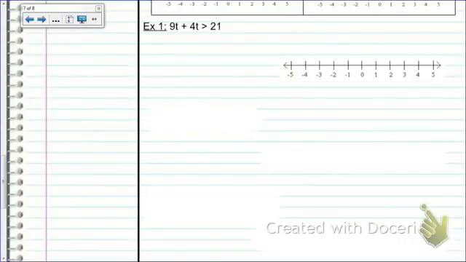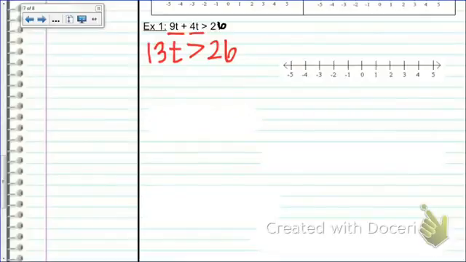So ladies and gentlemen, 9t plus 4t gives me 13t greater than 21. We should change that, huh? Let's change it to 26. Let's just be nice for a second. Okay, so greater than 26.